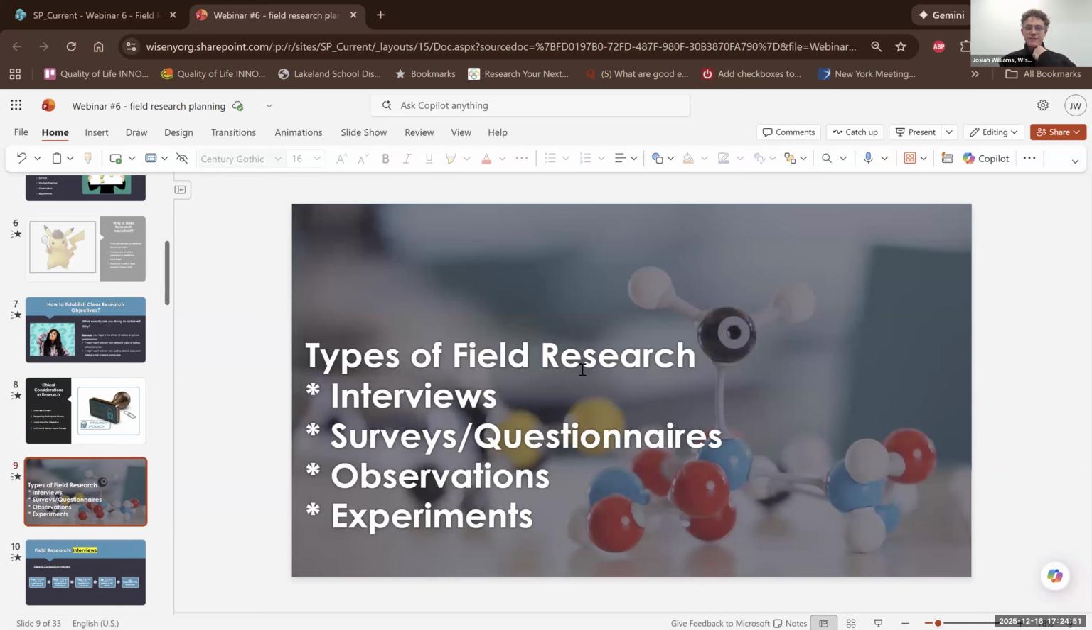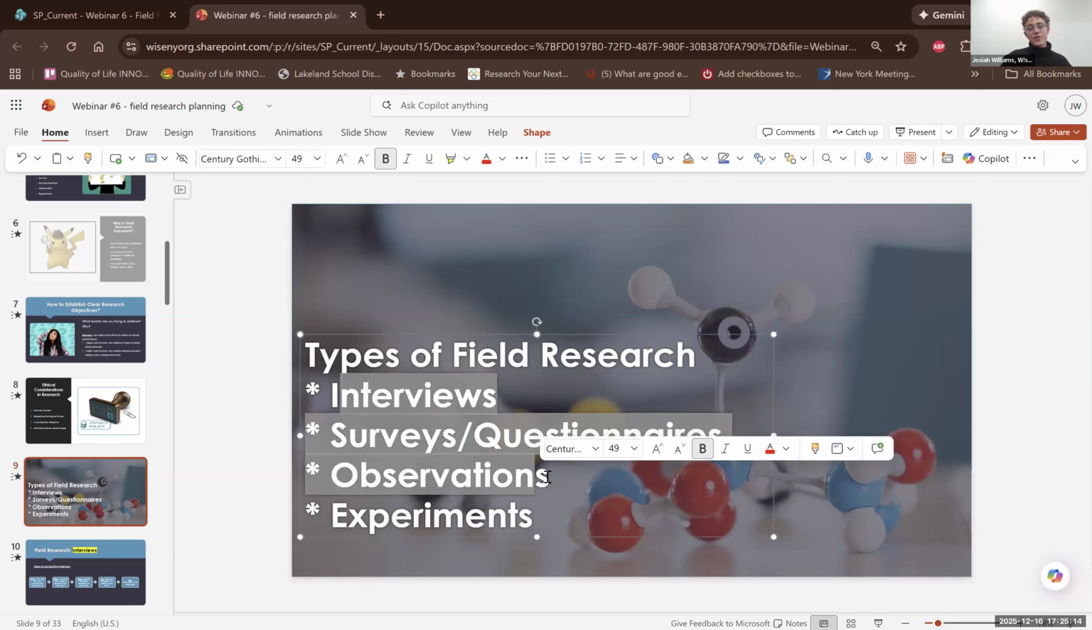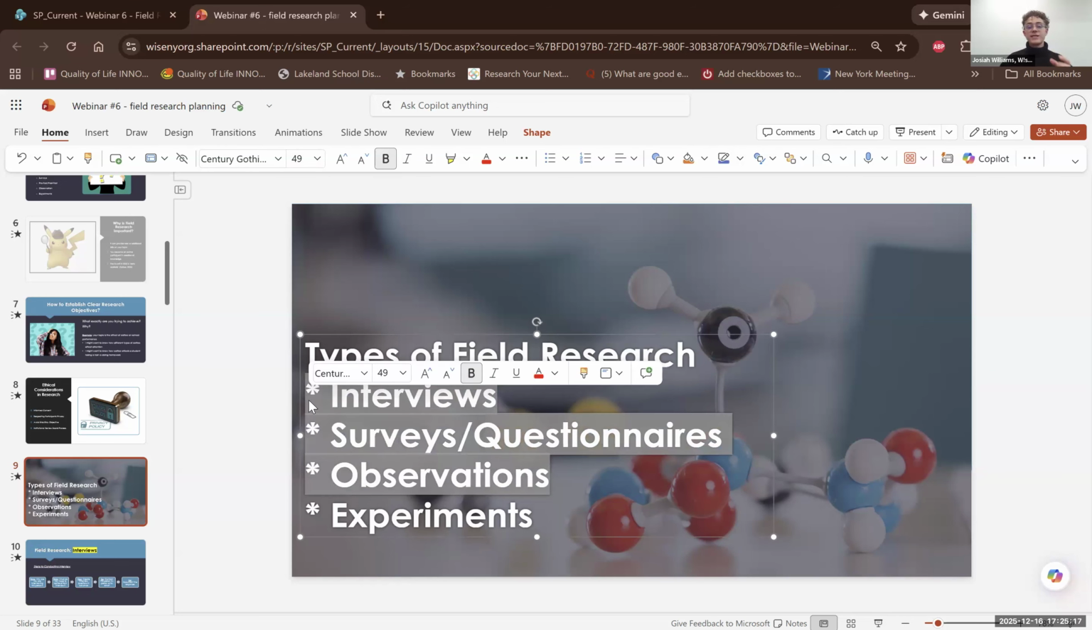So now just briefly, types of field research. And your project specifically on Parkinson's is going to be experimental design. So it's probably going to be a pre-test, post-test, or a double-blind experiment. So you may not be doing these first three types of research, but I think if you have time, you can always incorporate and do a mixed methodology research. So that's doing your experiment, but maybe also including some observational research of the patients during treatment, right?